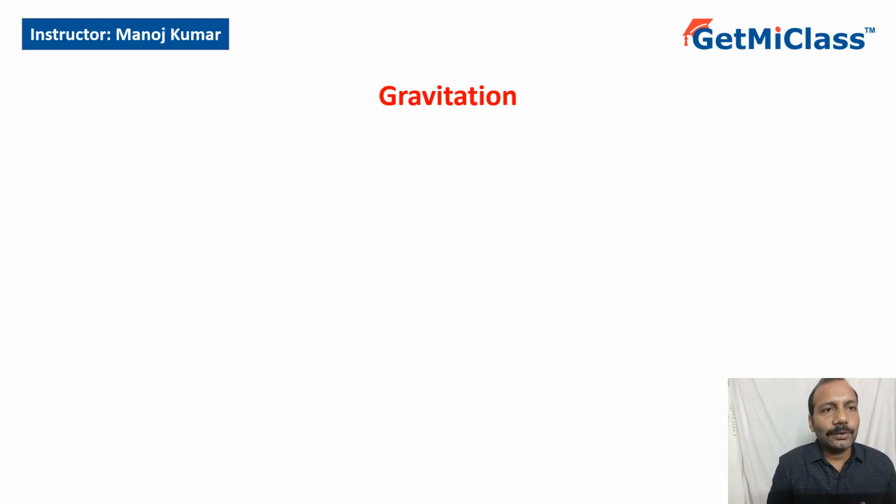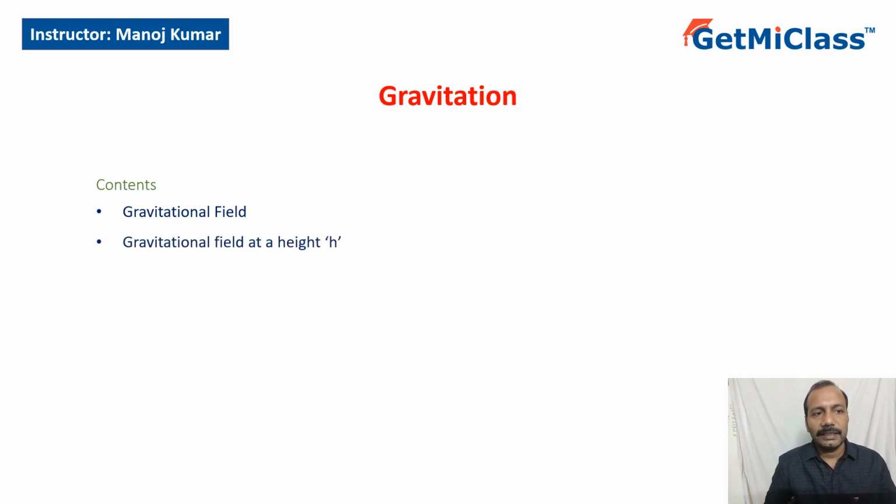In this video, we'll look into the next topics of gravitation. The topics that we are going to look into are gravitational field. We'll try to understand what is gravitational field and gravitational field at a height h. And we'll try to find an expression for gravitational field at a height h from the surface of Earth. And similarly, we'll try to find gravitational field at a point inside Earth. We'll see how a gravitational field varies from one point to another, both inside Earth as well as above the surface of Earth.